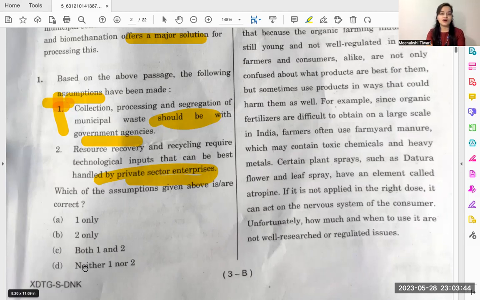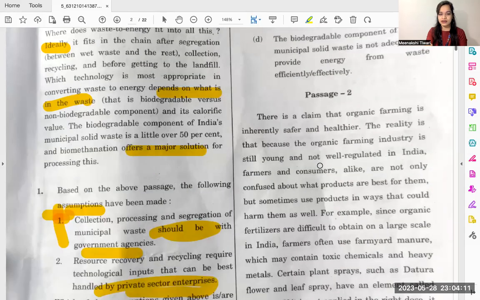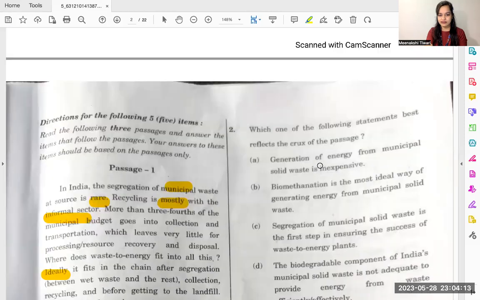Neither 1 nor 2. Now the thing to remember is, sometimes what people do is they're in a hurry. They look at 1, 2, and they end up choosing both 1 and 2 when they were planning to choose neither 1 nor 2. So please do pay attention to that. And like I said, this passage wasn't about public versus private. Agar hota, to aur bhi baatein hoti. Now let's look at the second question.